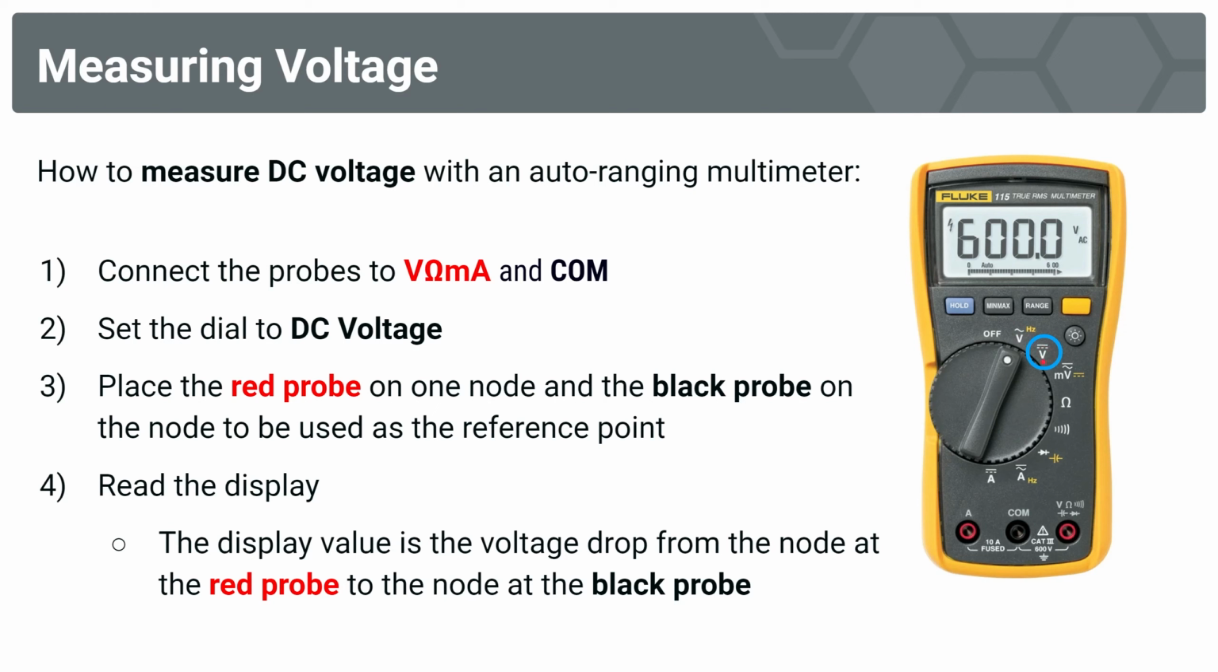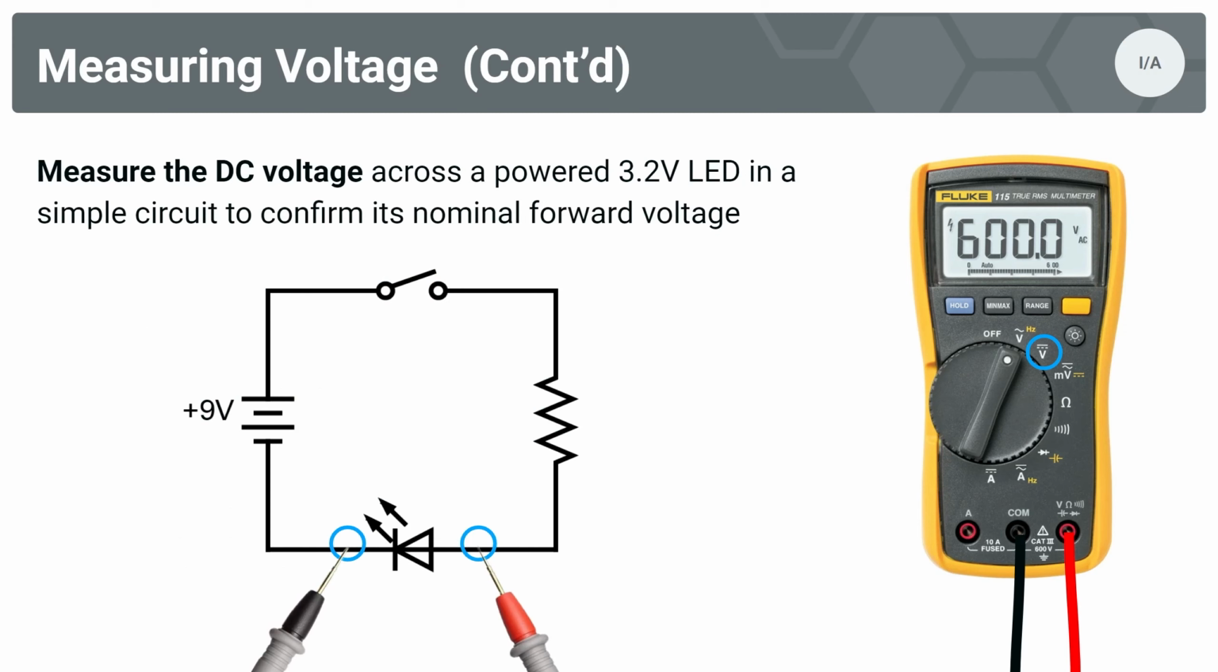Now you would place the red probe on one node and the black probe on another node to be used as the reference point, because remember, black probe is COM, COM is the reference point. Then you read the display, because the display value will be the voltage drop from the node at the red probe to the node at the black probe. Now let's see that in action.